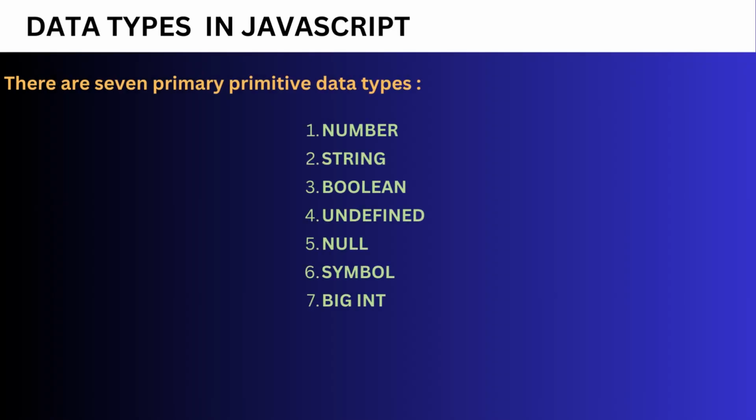There are 7 primary primitive data types: number, string, Boolean, undefined, null, symbol, and BigInt. Understanding these data types will lay a strong foundation for your programming knowledge.